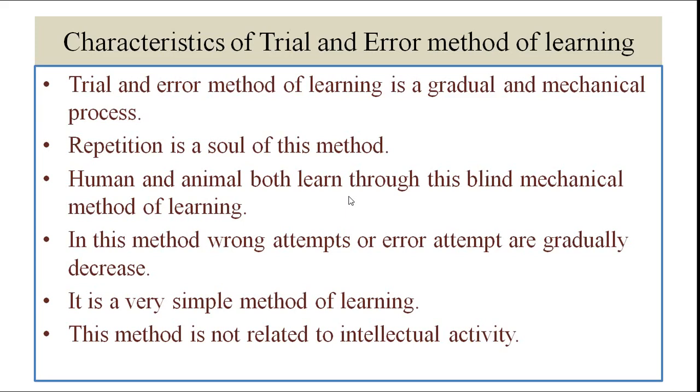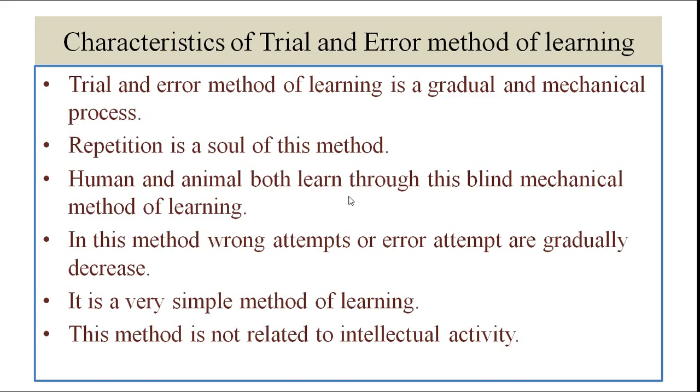In this method, wrong attempts or error attempts gradually decrease because of maximum trials. Whenever you do not complete the task or situation, you have to follow some attempts, and slowly your wrong attempts and errors gradually decrease. It is a very simple method of learning, because you just have to try, and slowly errors decrease. Next, this method is not related to intellectual activity. To do this method, your mental activity and mental performance are not important. Only your physical activity and physical performance are very important for doing the work.